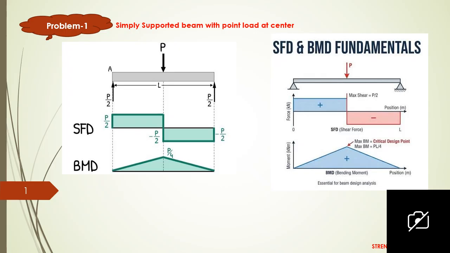Any beam, if it is simply supported, we must first see where the load is acting. It is acting at the center. How many loads are there? Here only one load, and that's also acting in the center. So half of the load will transfer to one support, half of the load will transfer into another support. This is your support reaction.